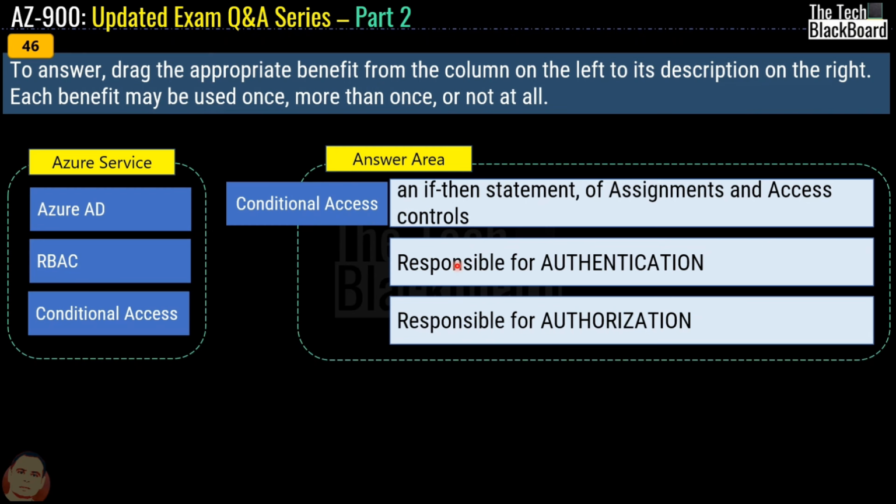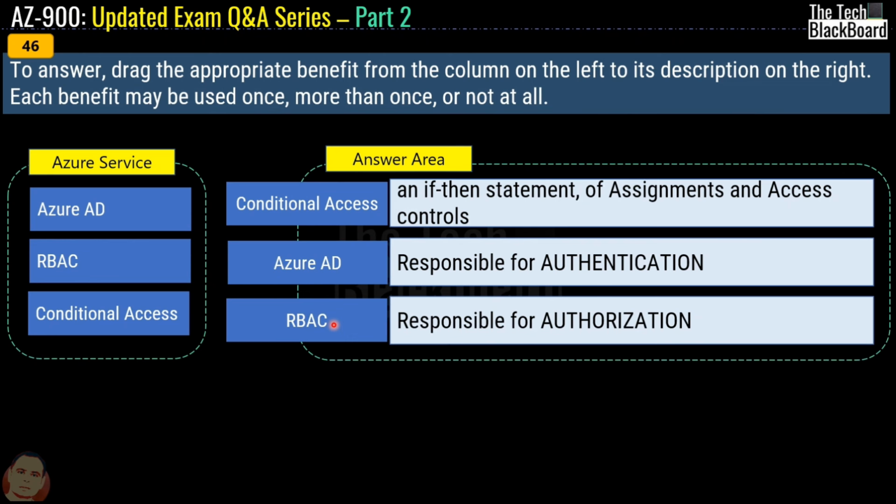Moving on with the second statement, it says that this service is responsible for authentication, and this one is none other than the Azure AD. So Azure AD enables you to set authentication in Azure. And of course, the last one is responsible for authorization, which is RBAC. Also remember that Microsoft can change the format of the question. So instead of giving you a drag and drop kind of question, it can change the questions to, let's say, yes, no kind of question, true or false, multiple choices. So it's very important that you remember what Azure services do.